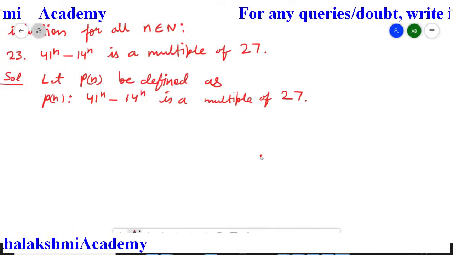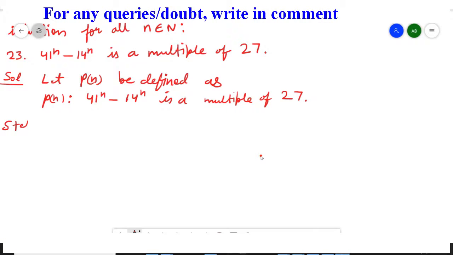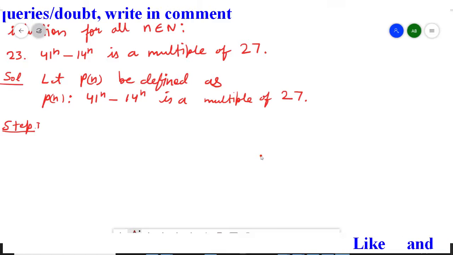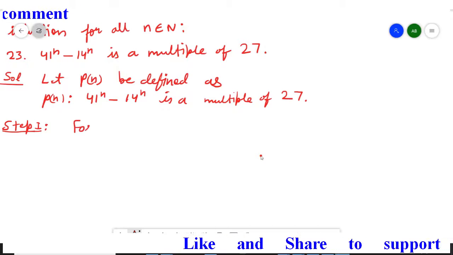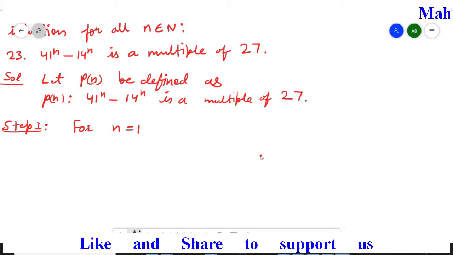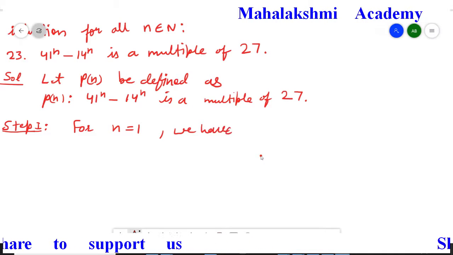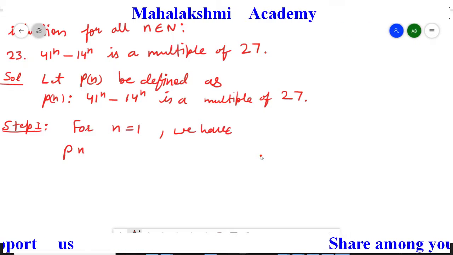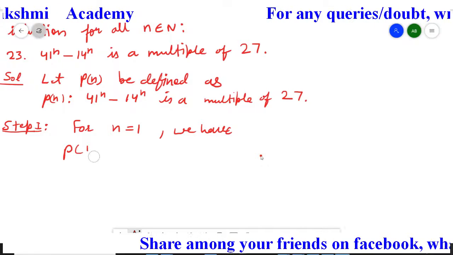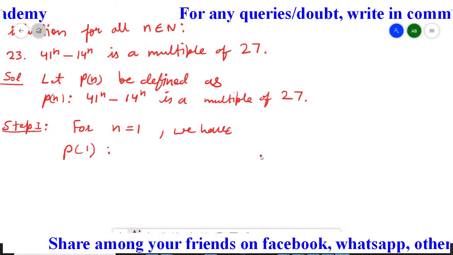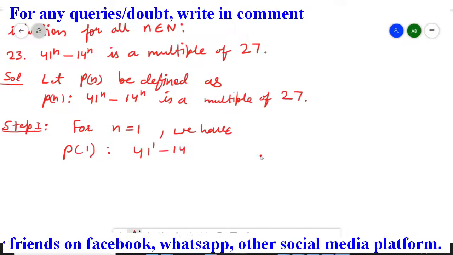Now there are three steps in principle of mathematical induction. In the first step we have to prove that the given statement is true for n equal to 1. So we will write down here, for n equal to 1 we have, so instead of n we have to write down now 1. So P1 is equal to 41 raised power 1 minus 14 raised power 1.